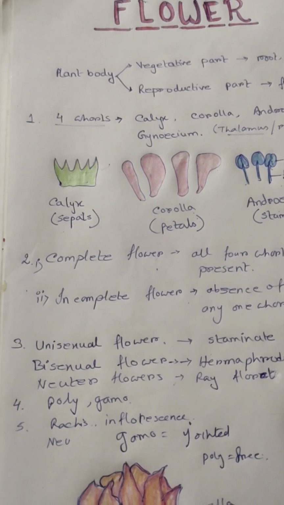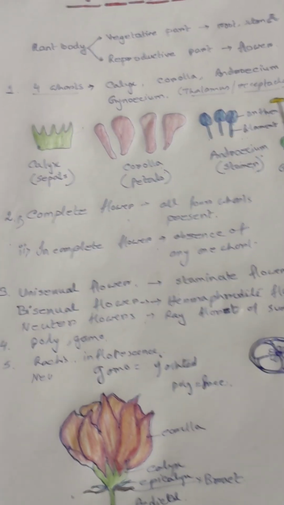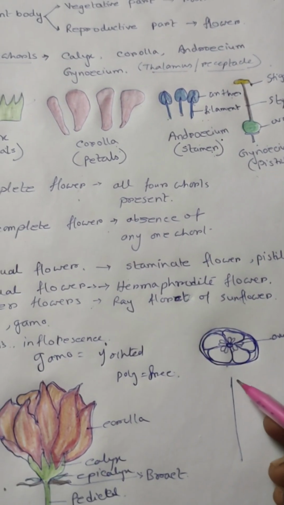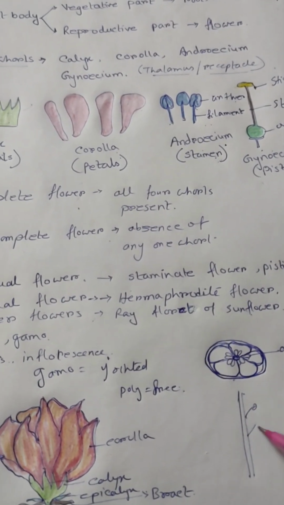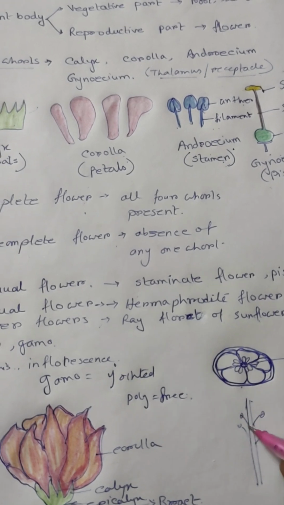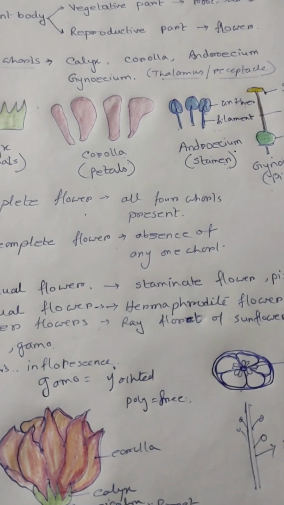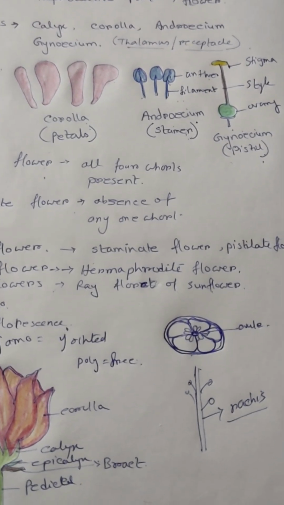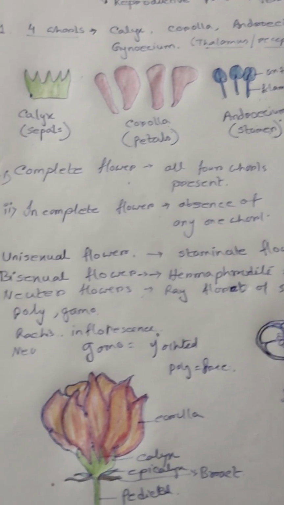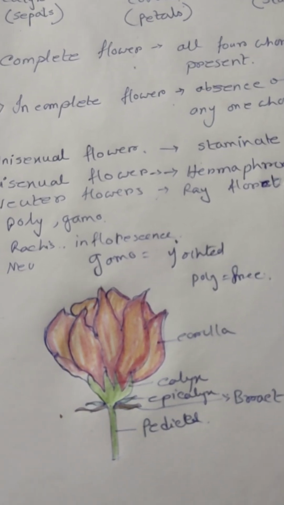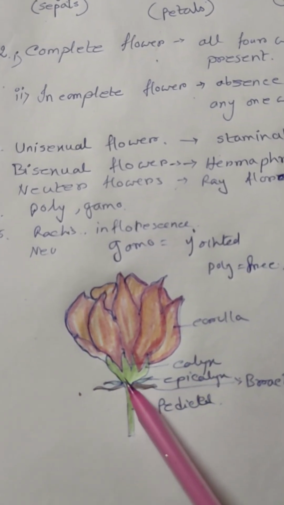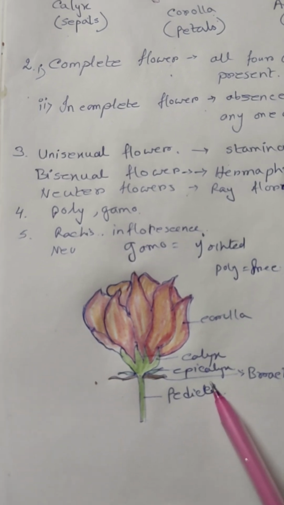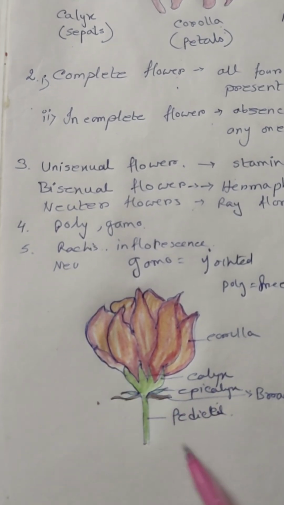Okay. Now, in the plant, the flowers are arranged on a part of the plant, and that part is called the rachis. Okay, here is the flower. The stalk of the flower is called the pedicel. The stalk of the flower is called pedicel.